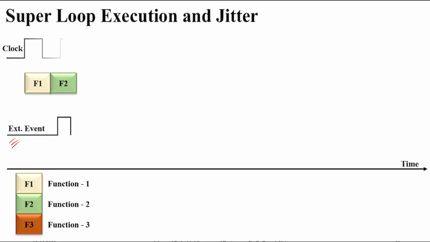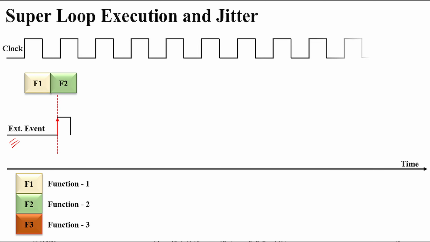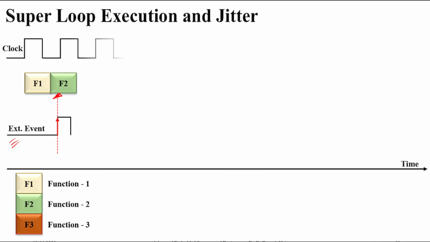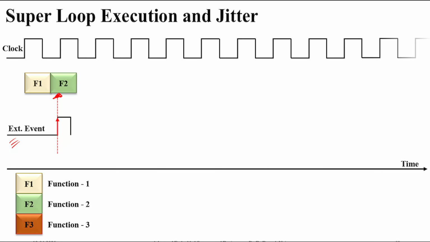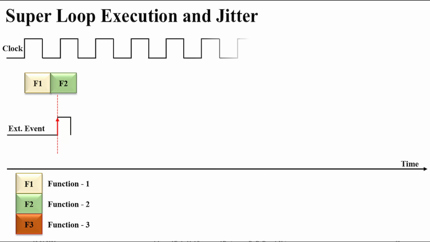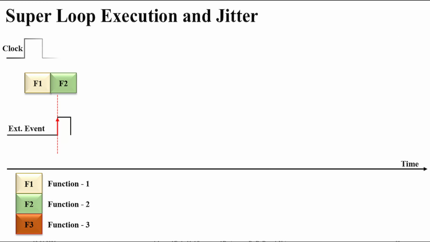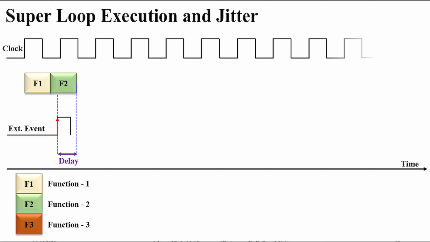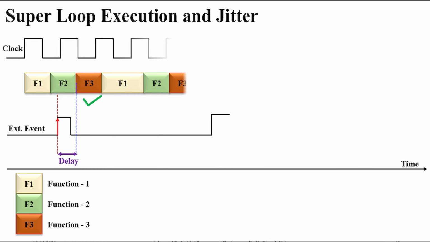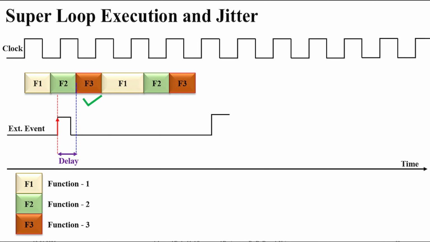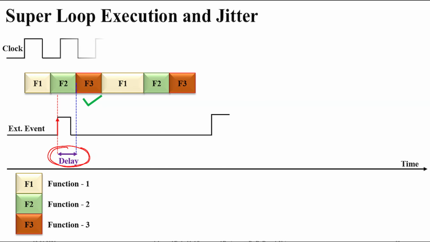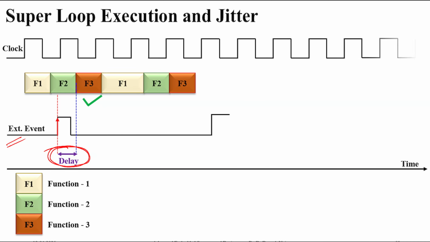And if the event takes place, then of course function 3 will execute. So suppose this external event took place after function 2 started its job. Since the external event took place before completion of function 2, function 3 will be executed after the completion of function 2. So we can say indirectly that function 3 waited for a very small delay after the external event was generated.